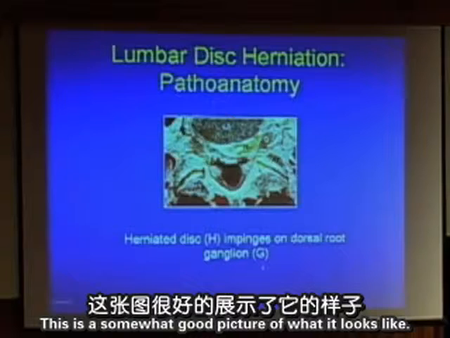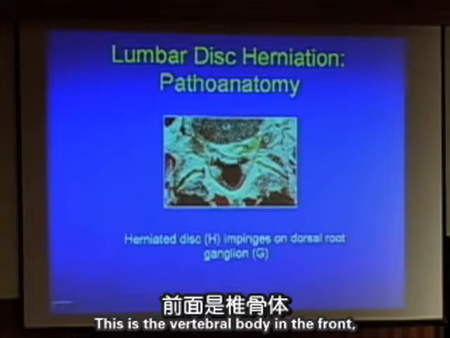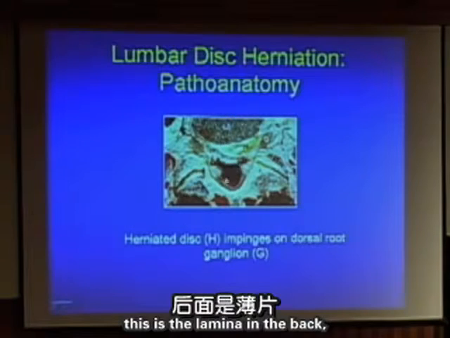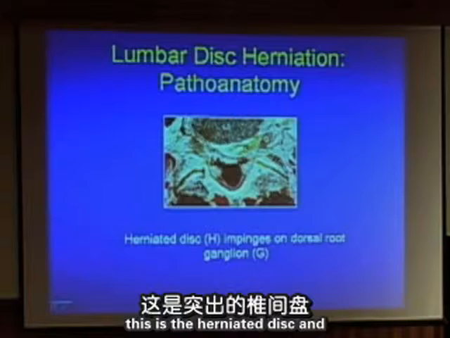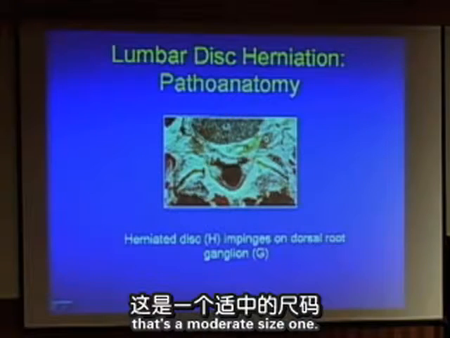This is somewhat a good picture of what it looks like. This is the vertebral body in the front. This is the lamina in the back. These are the nerves coming down here, and this is the herniated disc. And that's a moderate-sized one.